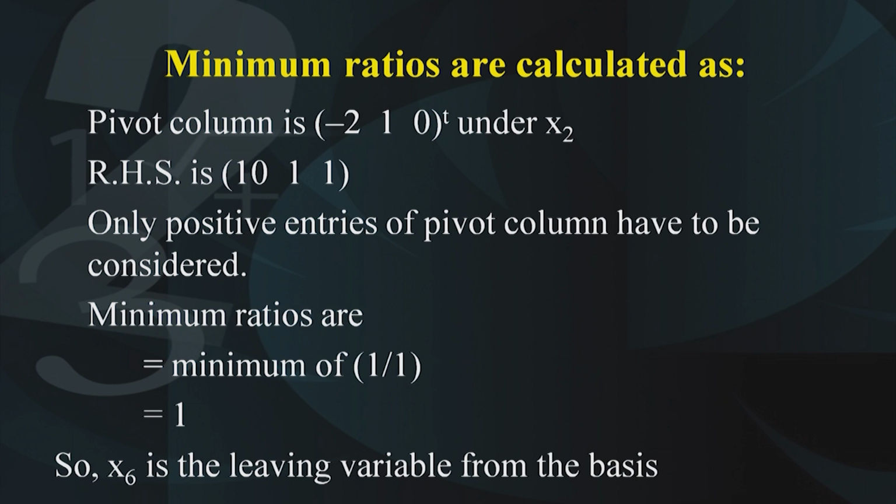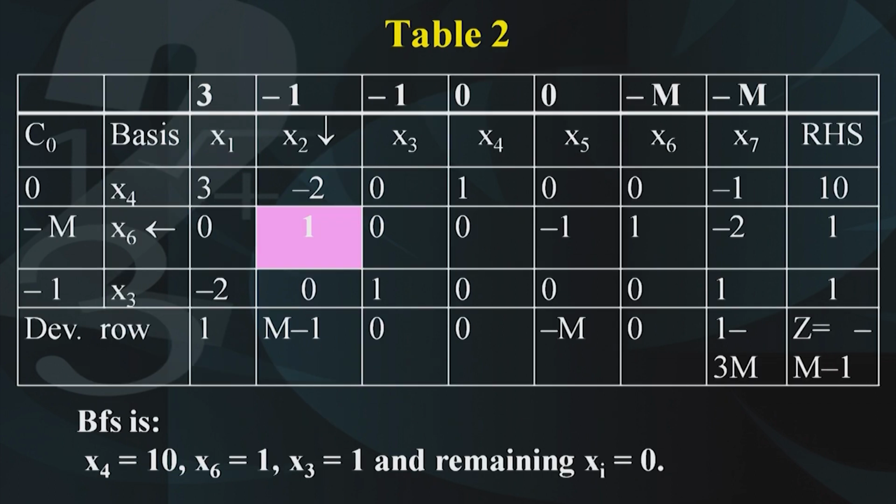Therefore, we have only one minimum ratio, that is 1 upon 1. Rest of the two are not to be included in the minimum ratio test because they are either negative or they are 0. So, we have no choice and we find that the leaving variable is x6. So, x6 is the leaving variable and therefore, x6 will leave the basis.